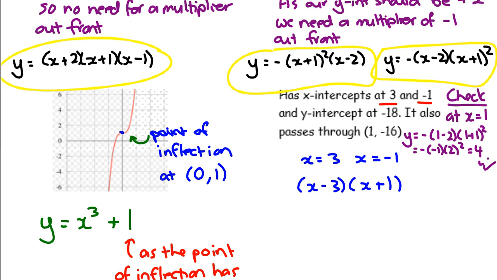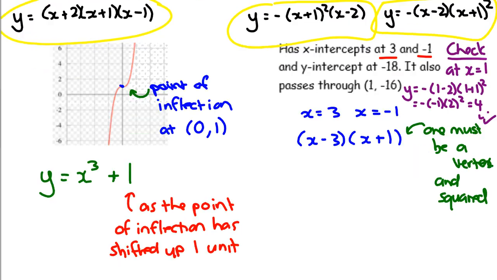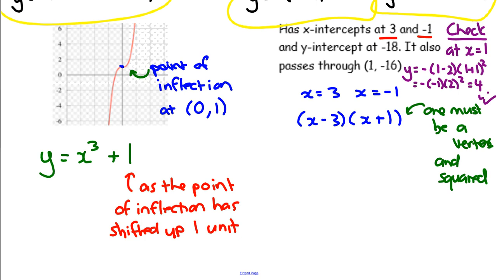So 1 must be a vertex, and therefore squared. So the bracket would have to be squared if it was the vertex. At this point you might not really know which one, so have a little bit of a gamble if you want. So I'm going to guess the first one squared. So let's say x minus 3 is squared. And then you've got x plus 1.